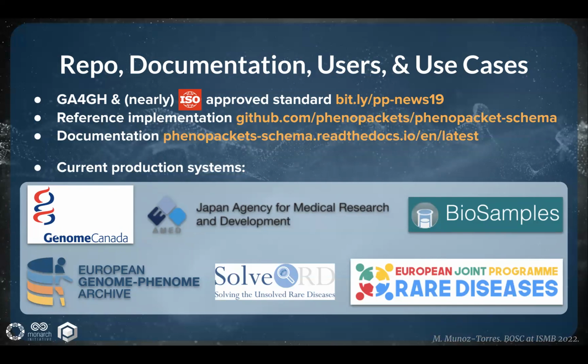Details about our reference implementation and documentation materials can be found on these links listed here. Some organizations, such as biobanks and journals, are already using Phenopackets. For instance, the Phenopacket standard is currently implemented at the Japan AMED Biobank Network, where 600,000 patient Phenopackets have been generated. The European Genome Phenome Archive, the Biosamples Database, the SolveRD Consortium, Genome Canada, and the European Joint Program on Rare Diseases are either in the process of or have already implemented Phenopackets.